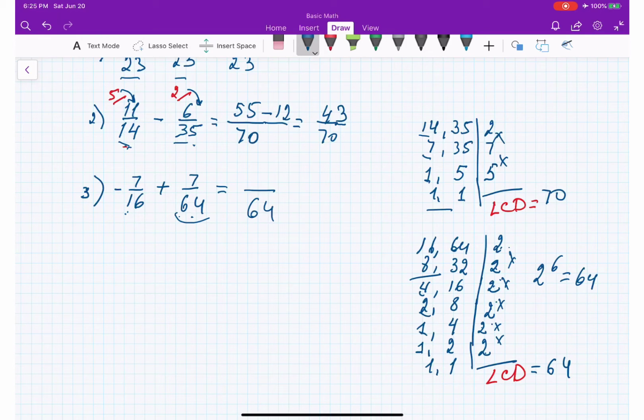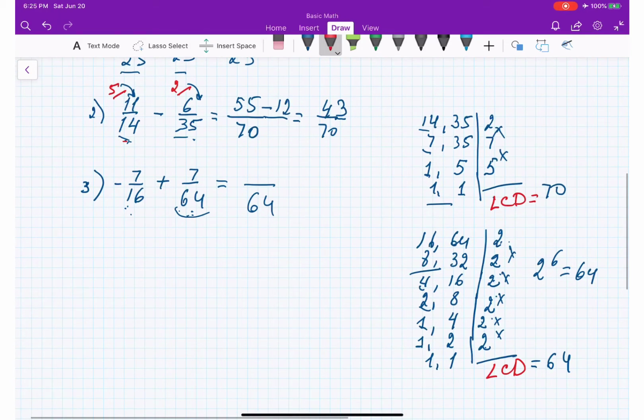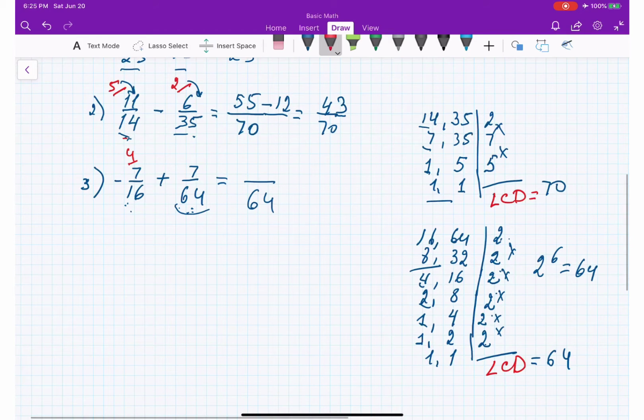But you want to check the highest denominator, see if you can divide by all the other denominators, just in case you have several fractions. All right? So 64 divided by 16 is 4, and 64 divided by 64 is 1. So what do we have? 4 times 7 is 28, and since we have a negative here, we put negative 28. Next, plus 7. Negative 28 plus 7, what result will we get? It's going to be negative 21 over 64.